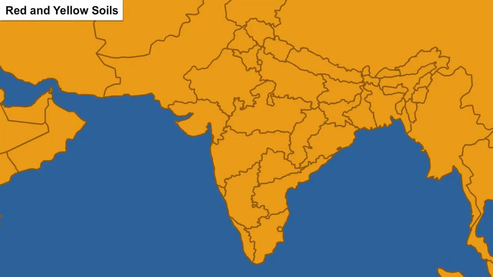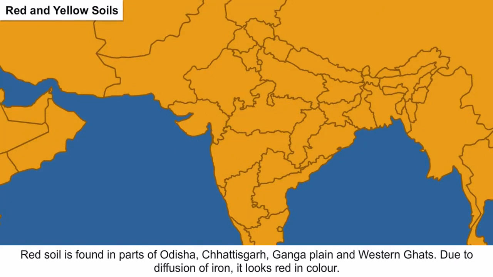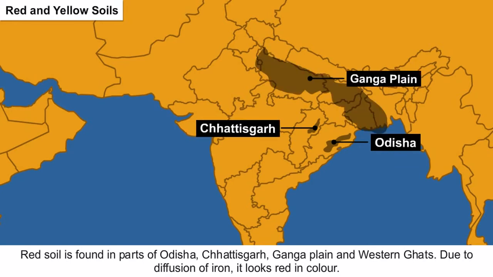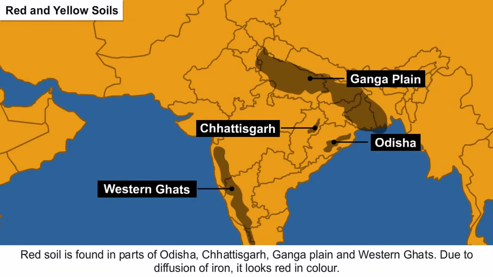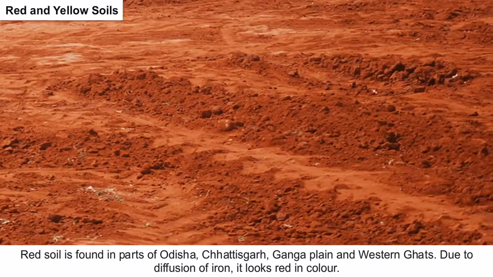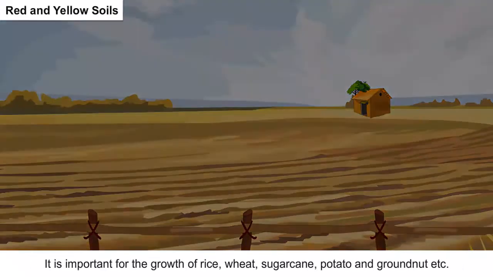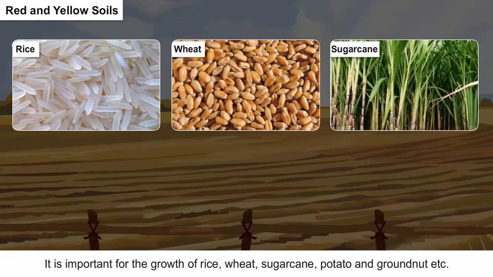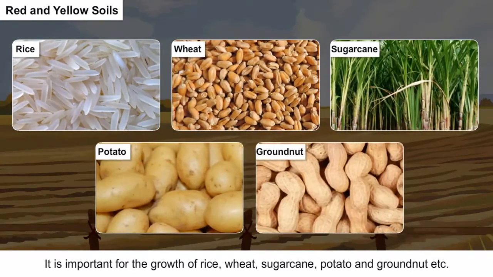Red and yellow soils. Red soil is found in parts of Odisha, Chhattisgarh, Ganga Plain and Western Ghats. Due to diffusion of iron, it looks red in color. It is important for the growth of rice, wheat, sugarcane, potato and groundnut, etc.